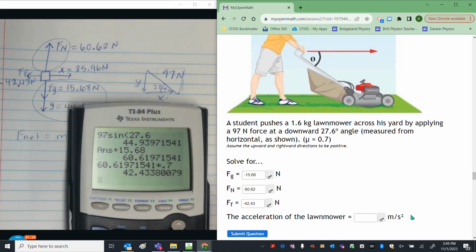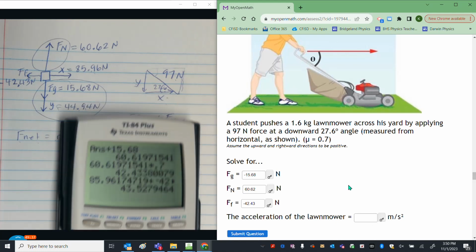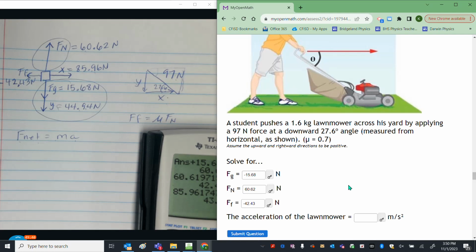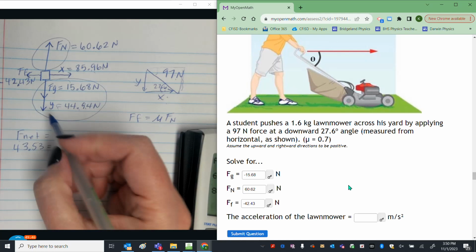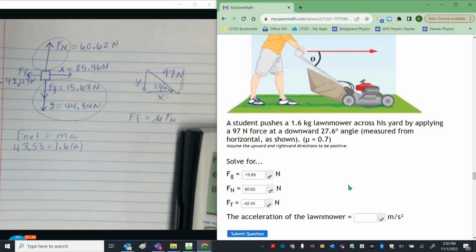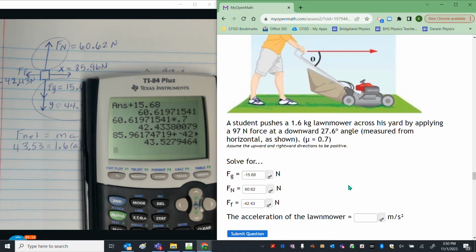So it's going to be the 85.96 that we got up here plus negative 42.43. Okay, and again, that's really subtraction. So I get 43.53 if I round that, but that's my net force. That's not my answer. We're now going to take that 43.53 equals, the mass is in the question, 1.6 times a. If I wanted to solve for a, I need to divide by 1.6. And I get this, 27.205.